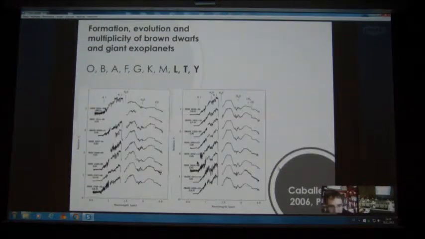With the new spectral types L, T, and Y, which display some features, for example, of absorption by dust, by water vapor, or by ammonia in the case of the coolest brown dwarfs.